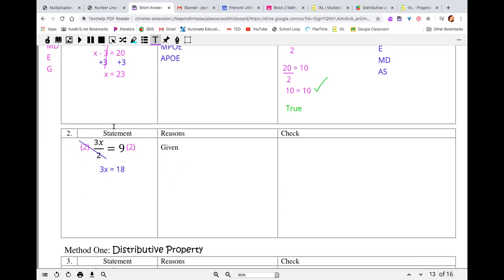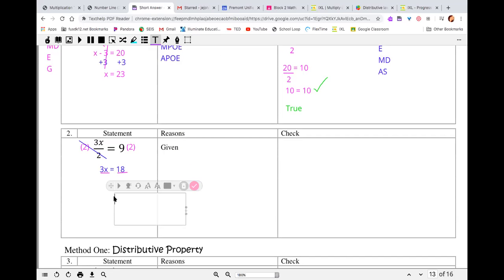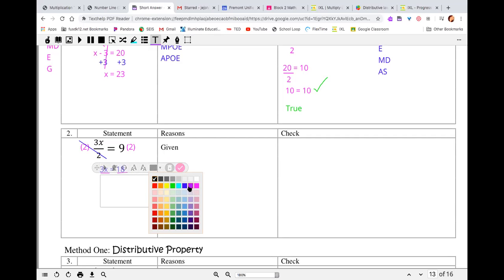So what do I do next? It says 3 times x equals 18. So what do I want to do? Divide by 3. And what number am I dividing by? 3. Let me get that x all by itself.